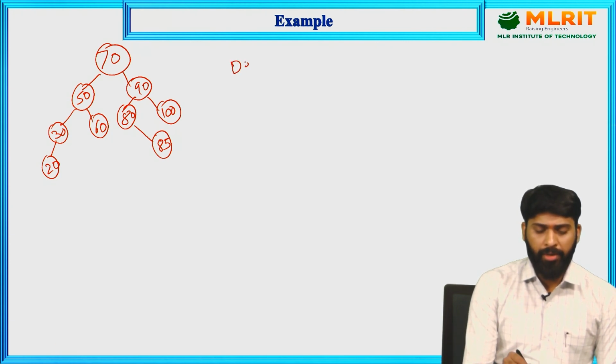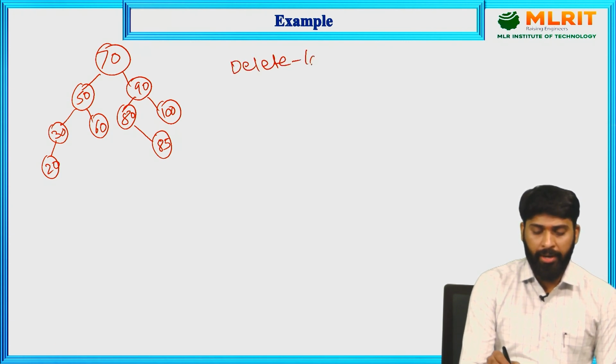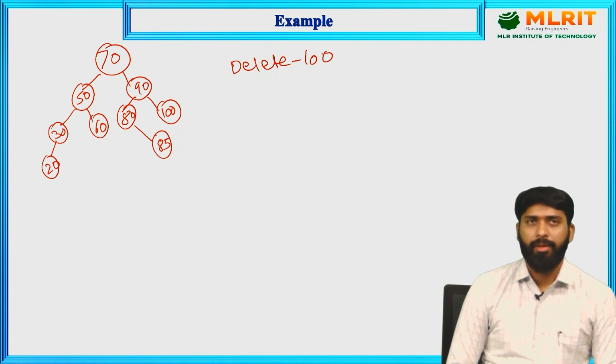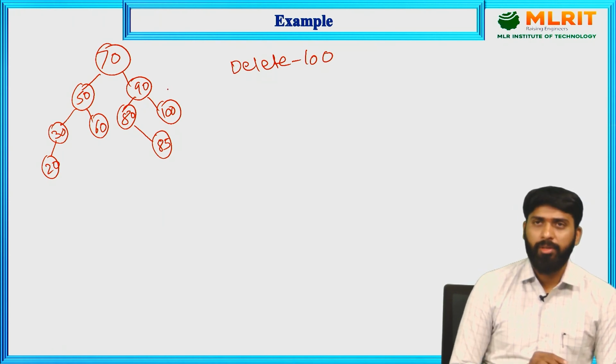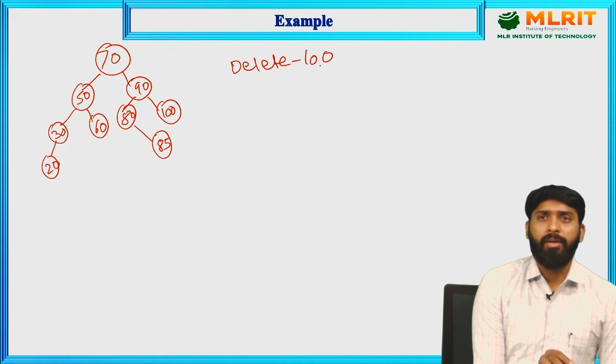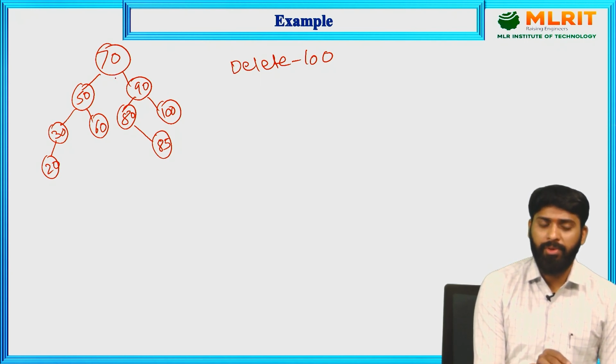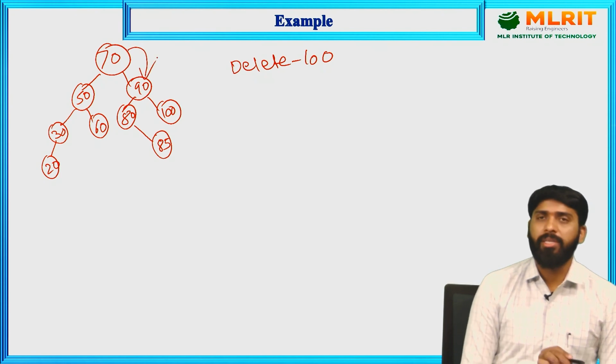Here I want to delete node 100. So this is the node 100. How do we identify it? Compare 100 with 70. Is 100 less than 70? No. Is 100 greater than 70? Yes. So traverse to the right side.